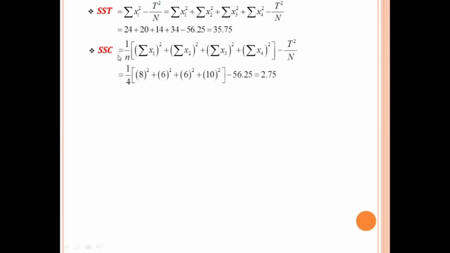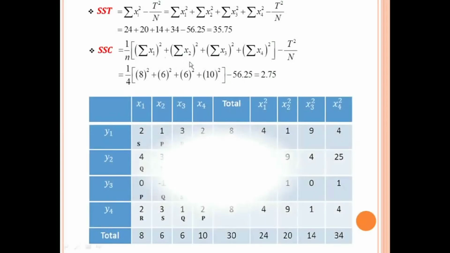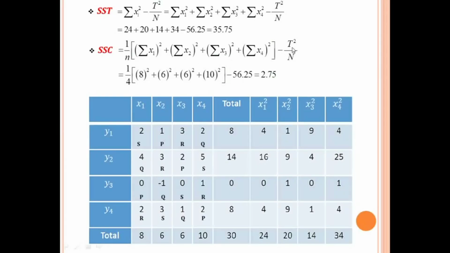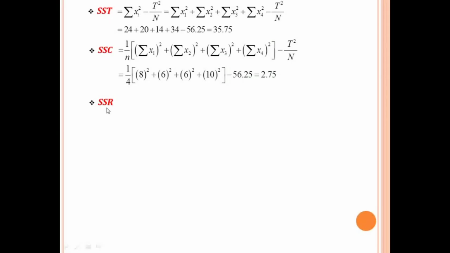Similarly, we find the SSC, sum of squares column wise. We know the formula; each column has the same number of observations. That's why we write 1 by n into the sum of x1 square, sum of x2 square, sum of x3 square, plus sum of x4 square, minus the correction factor. What is the sum of x1 square? 8 plus 6 plus 6 plus 10, by 4. We get 2.75.